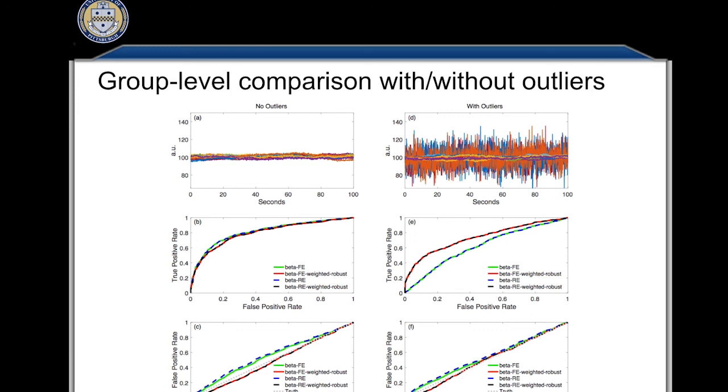Pre-whitening stuff. So the recommendation when using our mixed effects models is that you definitely want to use the weighted robust version, because if your data looks like this, which is very often the case, with a couple of subjects that just have bad channels, this method is going to be far less sensitive to that. Okay?